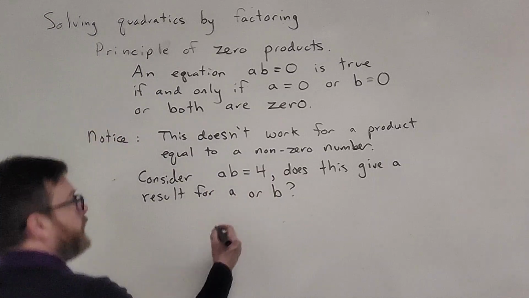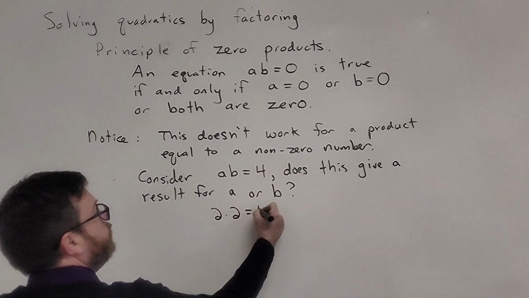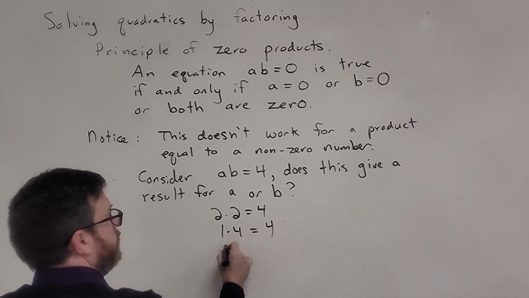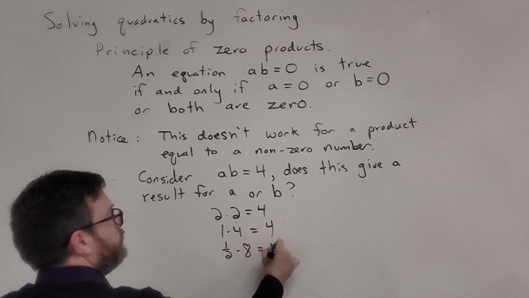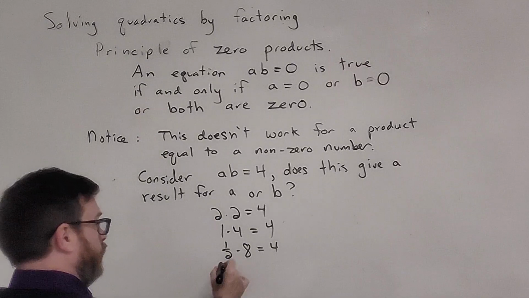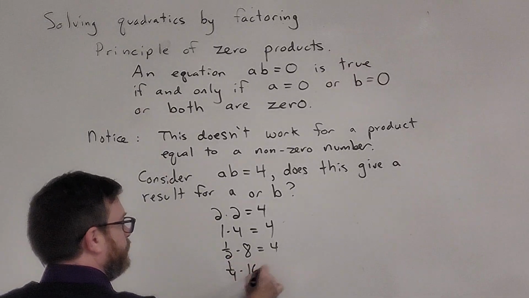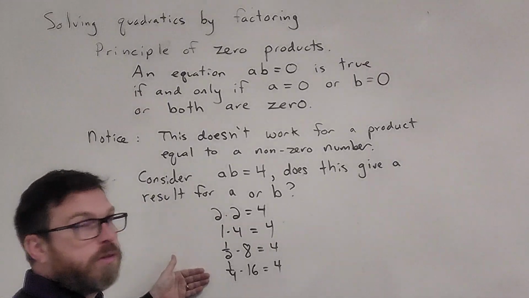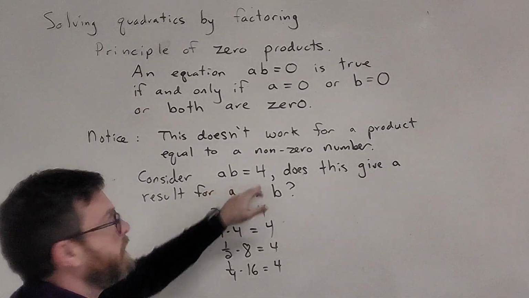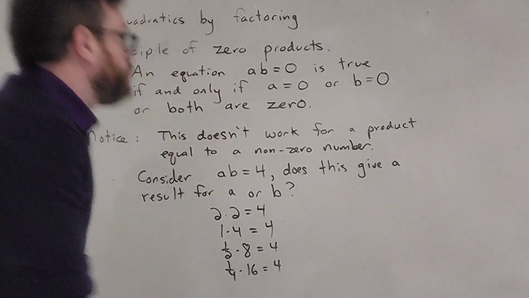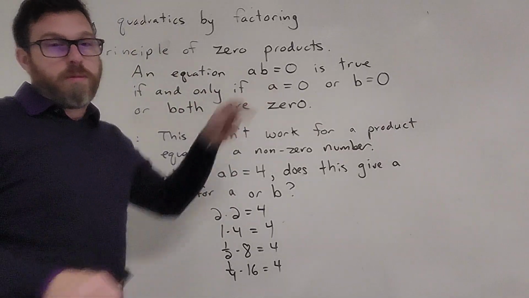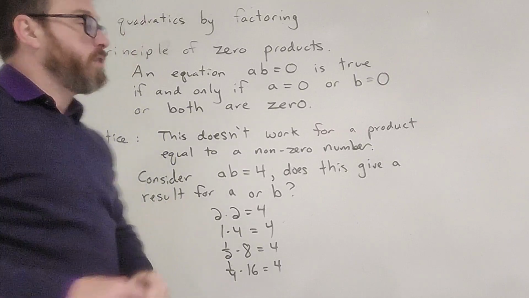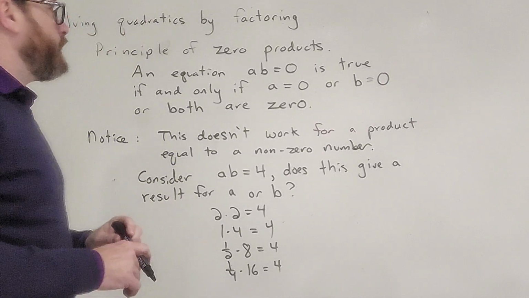So for instance, 2 times 2 would equal 4, or 1 times 4 is equal to 4, or 1/2 times 8 is equal to 4, and 1/4 times 16 is equal to 4. You can see that I can do this forever and ever. So it doesn't yield any results if I have a product equal to a non-zero number. The only useful thing is if you have a product equal to 0. So we're going to do some examples of factoring using the zero product property.